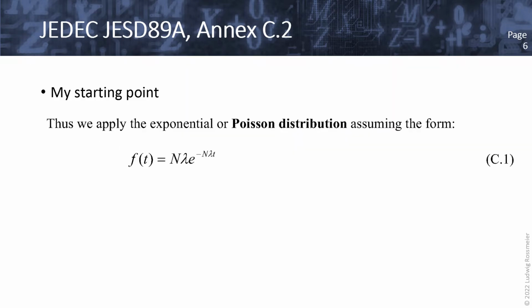So I started as written in the standard. My starting point was the sentence, "Thus we apply the exponential or Poisson distribution assuming the form C1." Here you can see the form C1, and I did a lot of web research, and I did not really come any further using this formula. So I decided to do my own thinking and tried to find out how that works. I want to take you with me on that journey.